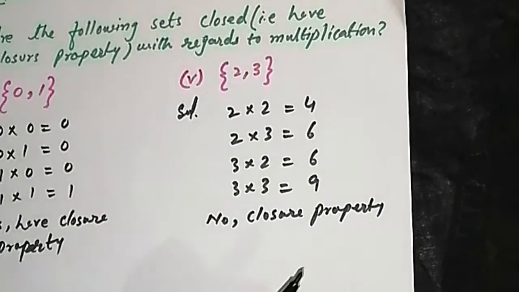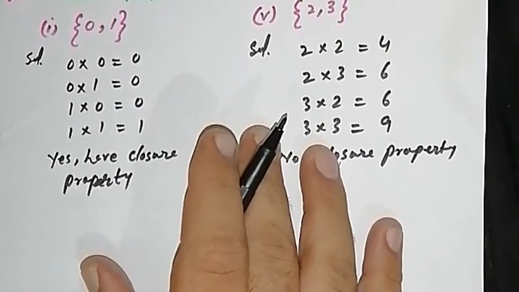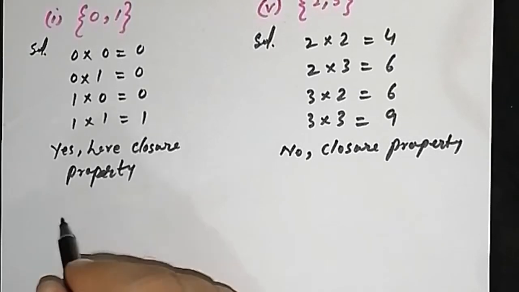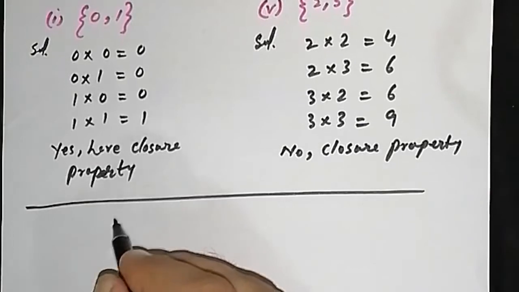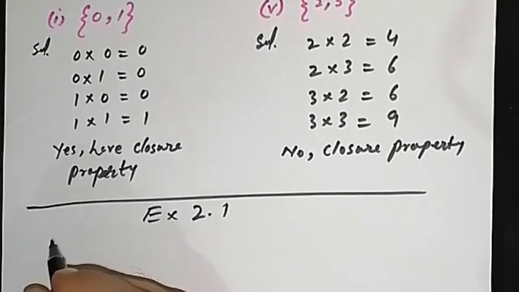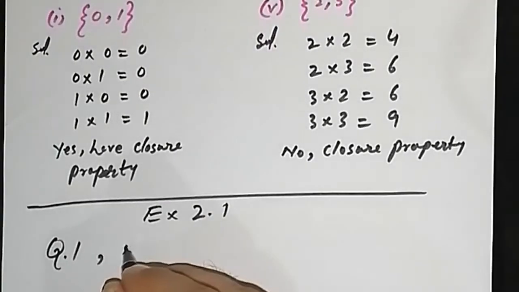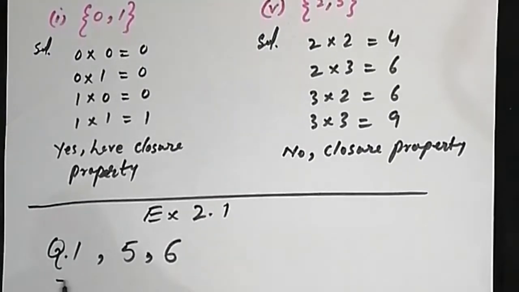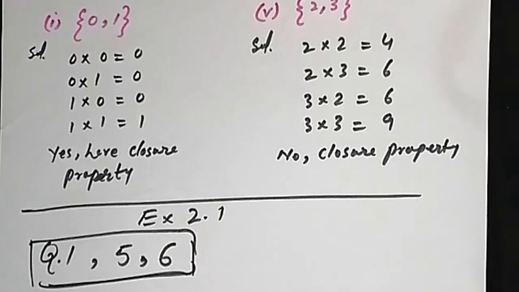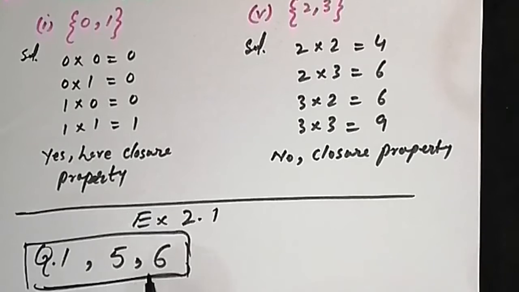Now you can solve the remaining parts of this exercise. You have to write in your notebook the questions of exercise 2.1. You solve in your notebook question number 1, question number 5 and question number 6. You have to write in your notebook only these questions. Solve all the parts of these questions 1, 5 and 6.